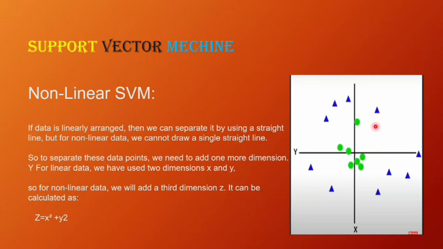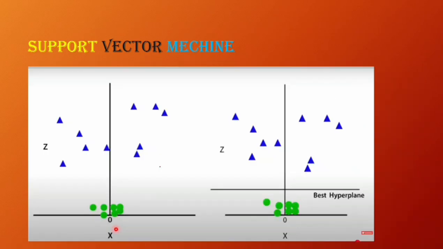In this figure, there are two types of data. One is triangle and another is circle. But this data we can't separate by using a single straight line. So for that we use the next slide. In this we see, using this three-dimensional space, we separate this data. Circles come near to 0, and the triangles go to the upper side, and after this, we can draw the best hyperplane.